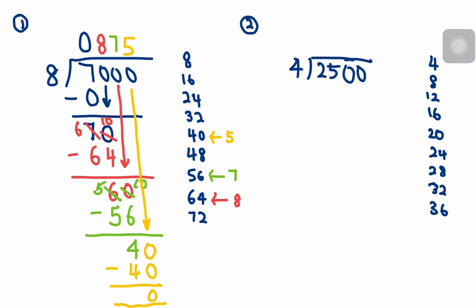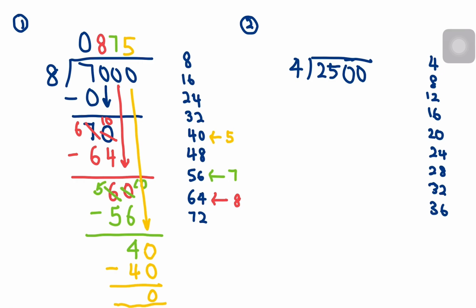Okay, so now can we try another one? Try the other one. Yeah, yellow. Maybe not yellow. Okay, now we are doing 2,500 divided by 4. So we will list the 4 times table.